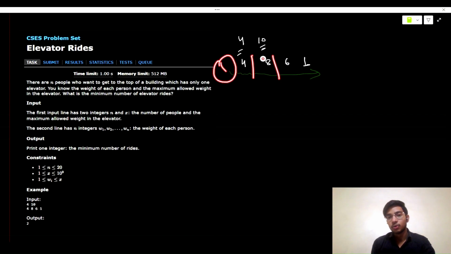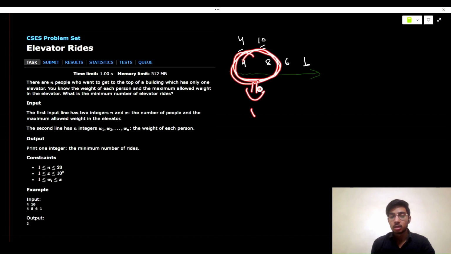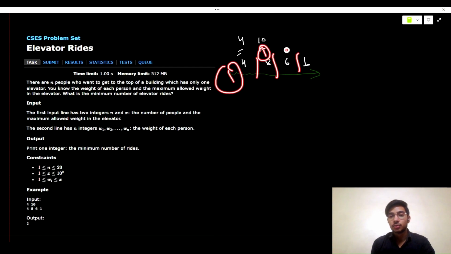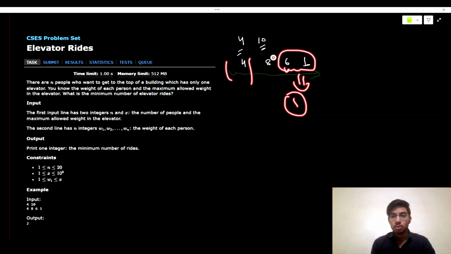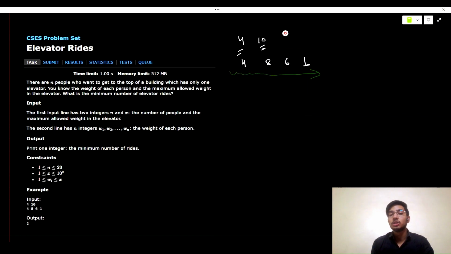You have to make one ride for 4, and another ride for 8, because you cannot make a ride simultaneously for the people with weights 8 and 4, because the weight of these two people is 12 and the maximum weight is 10. So you have to make two rides, right? For this one, you have to make another ride. But wait, you can process these two people in one ride. So the number of rides that you have to make is 3 if the people are in this order.